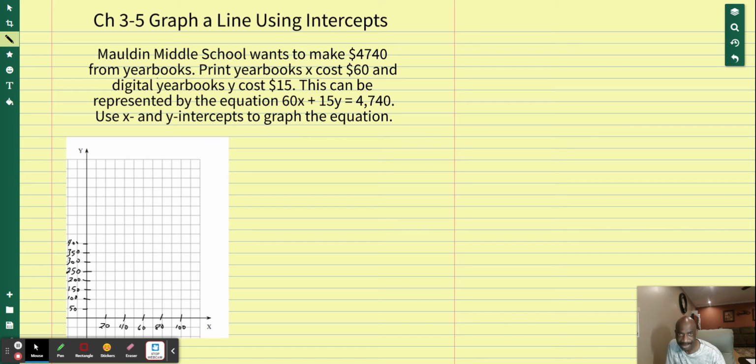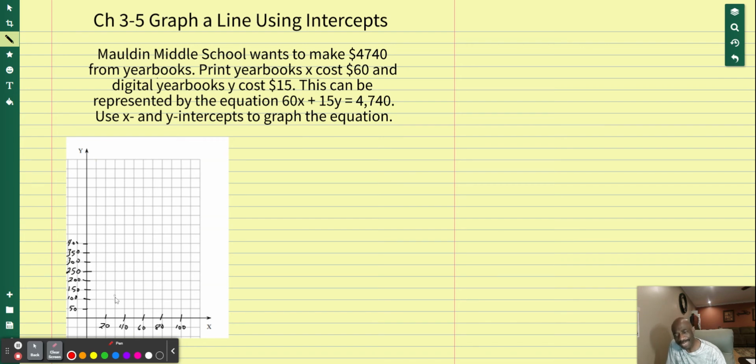Print yearbooks X cost $60. Notice what they did? They put the variable X right after the print yearbooks. I'll let you know that's the axis it's going to be on. And digital yearbooks Y cost $15. So obviously the Y values will be our digital yearbooks, and the X values will be yearbooks that is printed. All right. This can be represented by the equation 60x plus 15y equals 4740. Use the x and y intercepts to graph it.